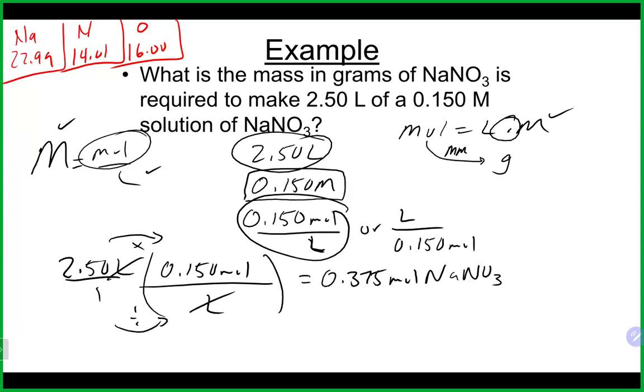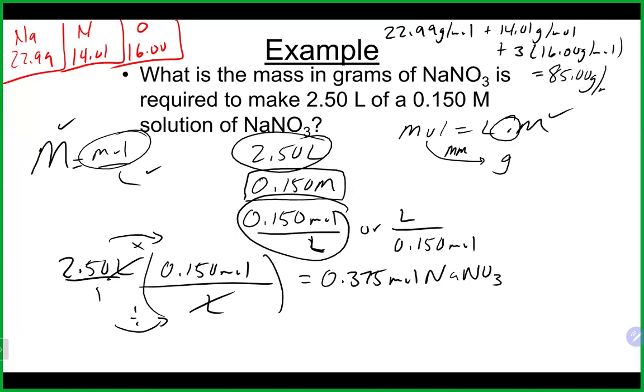Now at this point, it's really just a conversion between moles to grams. So we do need to go to the periodic table here and add up our sodium nitrate. We have one sodium at 22.99, one nitrogen at 14.01, and three oxygens at 16 grams per mole. That's going to give us a molar mass of 85 grams per mole for our sodium nitrate. Again, at this point, just a conversion, basically.